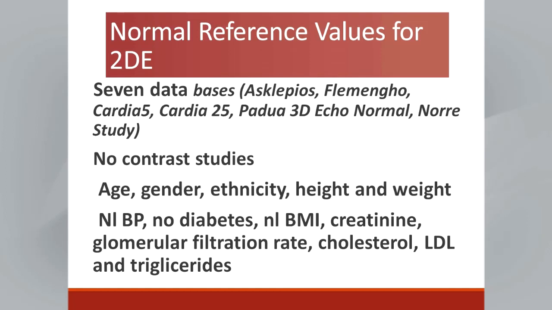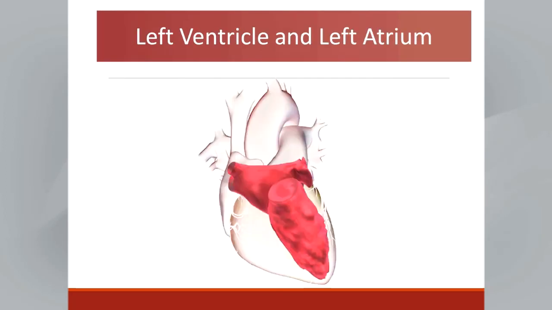We know from every patient, of course, the age, the gender, the ethnicity, the height, and the weight. And interestingly, none of these patients had elevated blood pressure. They didn't have diabetes. They had normal BMIs, creatinine, glomerular filtration rates, and lipid levels. So that is, I think, pretty good as an understanding that the patients that were studied were relatively normal.